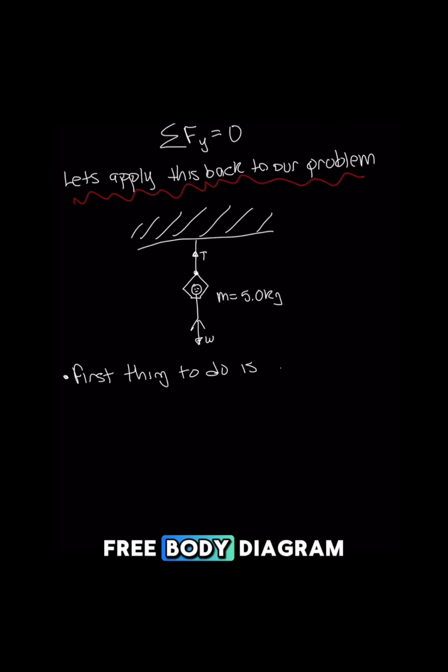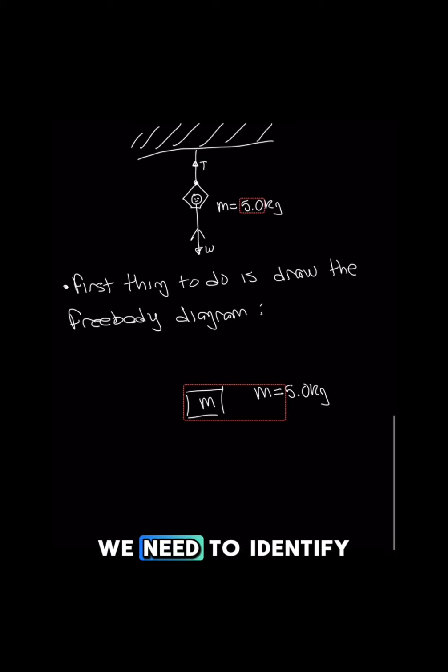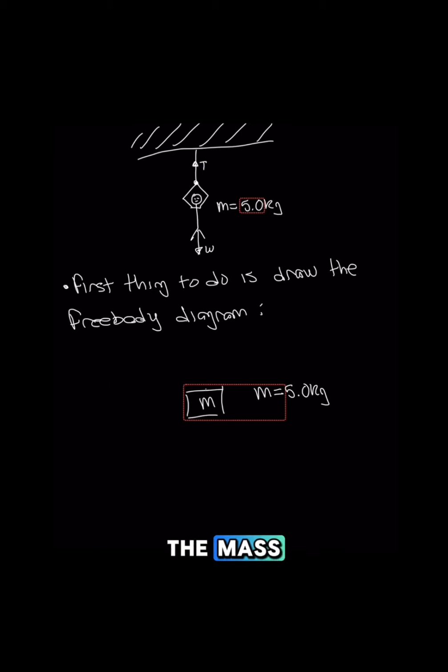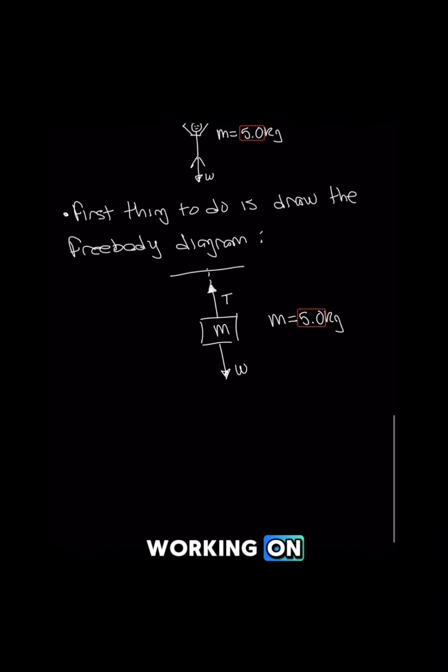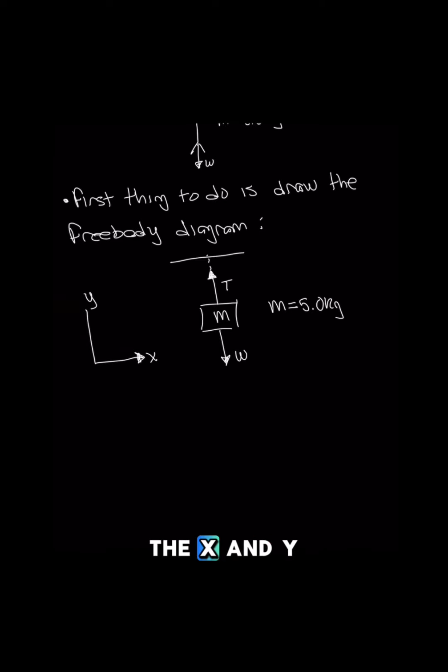First thing to do is draw a free body diagram, for which we need to identify all the forces acting on the object, which is our person. So we can draw the mass and we can draw the weight force and the tension force. These are the only two forces working on the object. You can draw a coordinate system, the X and Y.